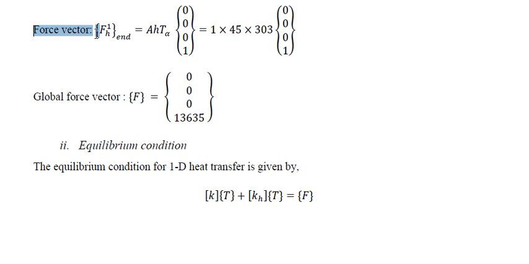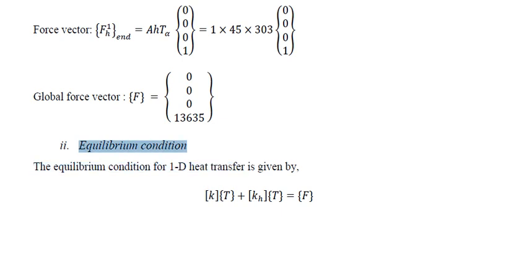Now the force vector. The force vector is due to right end convection. It is given as A H T infinity times [0 0 0 1]. The 1 is written here because node 4 is subjected to convection. So after multiplication, this is the H value, and this is T infinity, 30 degrees taken as 303 Kelvin, giving 13635. Okay.